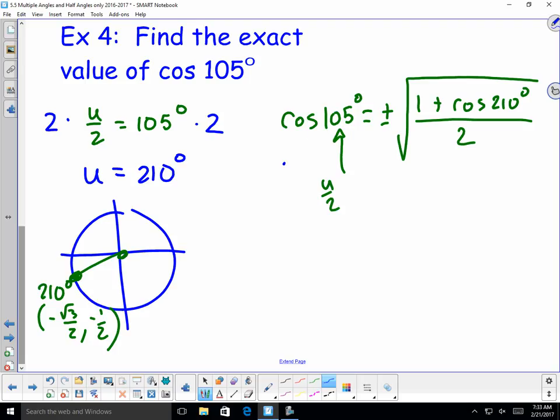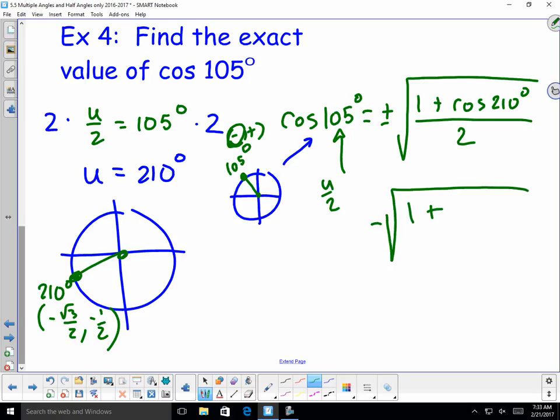Well, 105 degrees, if we look at a unit circle, is definitely in quadrant 2 somewhere, and cosine is negative, sine is positive, so we know we want negative. So this should be a negative square root of 1 plus, what was cosine at 210? It was the negative square root of 3 over 2. And we're going to divide by 2.